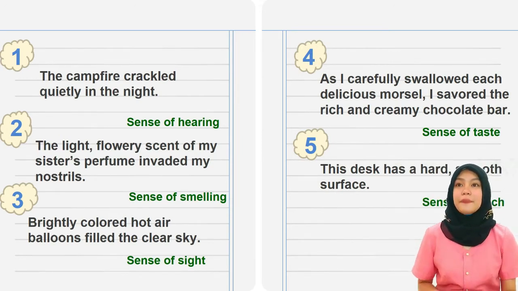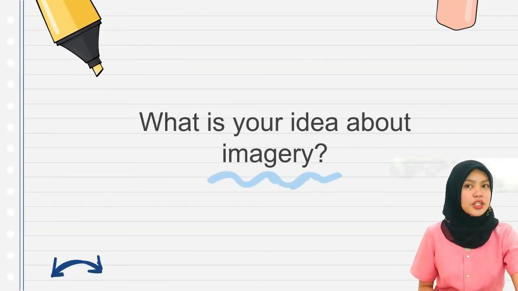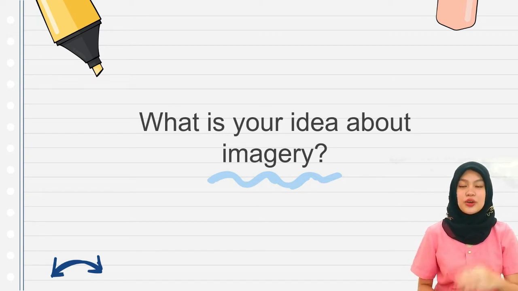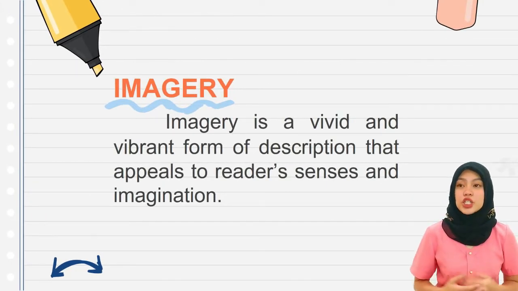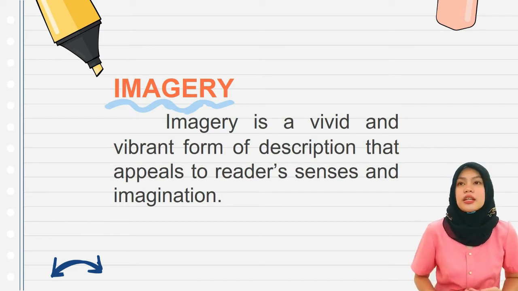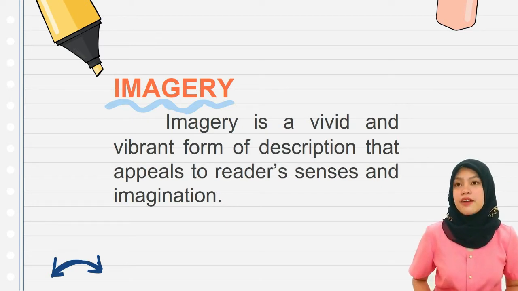Based on those senses, class, what is your idea about imagery? Yes, Vanessa. Very good. Imagery refers to the senses which create images in the mind of a reader. Imagery, class, is a vivid, clear, and vibrant form of description that appeals to readers' senses and imagination. In short, it evokes a sensory experience. It creates mental images through the use of words or descriptive language.